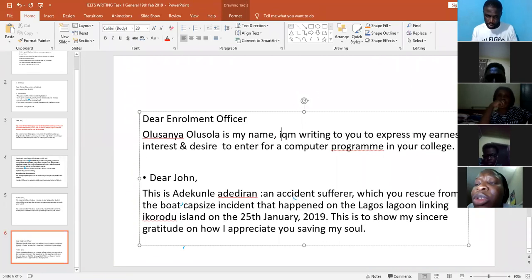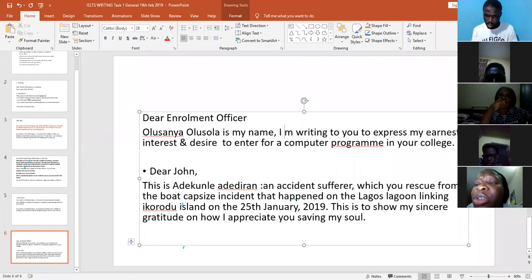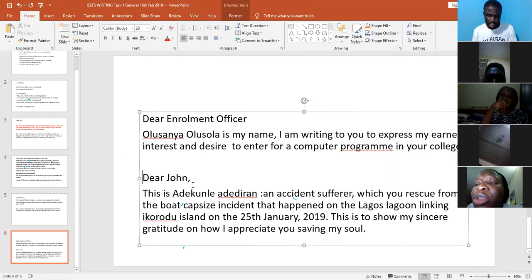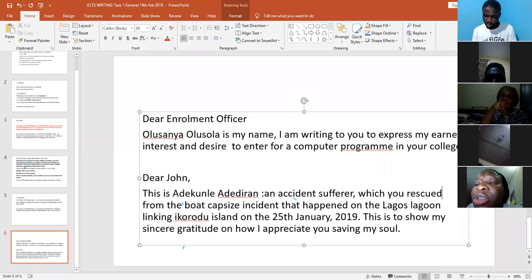Okay, you can write like this: writing to express my earnest interest and desire to enter for a computer program in your college. Okay, that's good. Okay, the next one: Dear John, this is Adekunle Adeniran, an accident sufferer whom you rescued. You were writing my own, I gave you your particular one, but let me see. From the boat capsize incident that happened on the Lagos Lagoon linking Ikorodu Island.